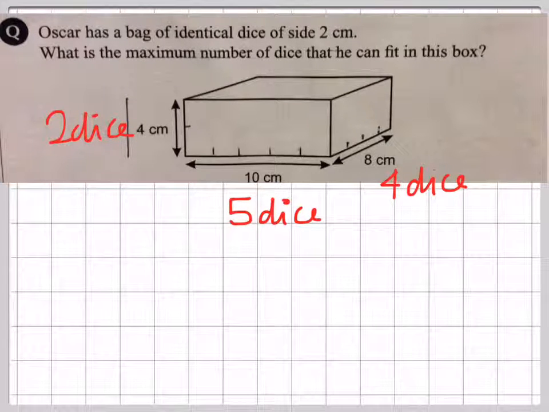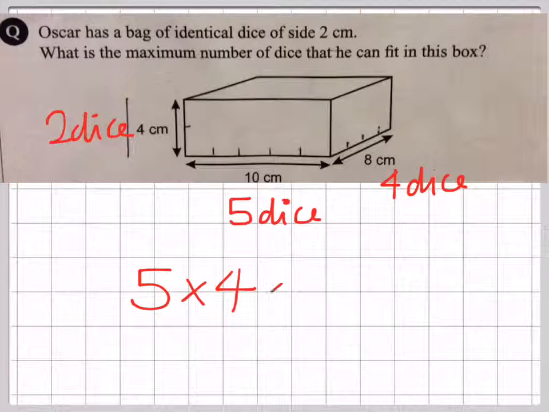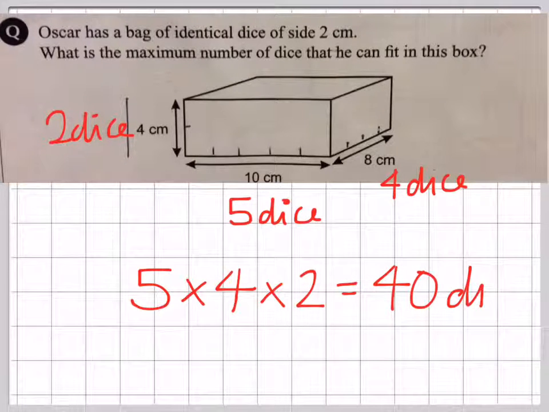So here, our volume is not 10 times 8 times 4. That would be the volume of the cuboid if you want to give it in cubic centimetres. Here we need to know the number of dice, so we need to do 5 times 4 times 2, which would be 20 times 2, which is 40 dice.